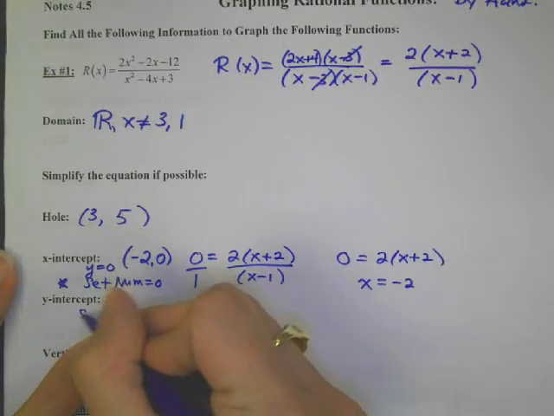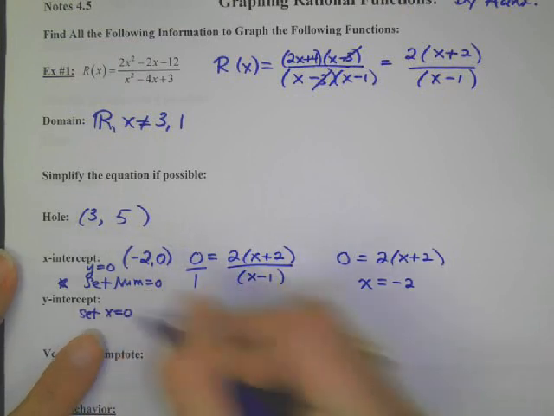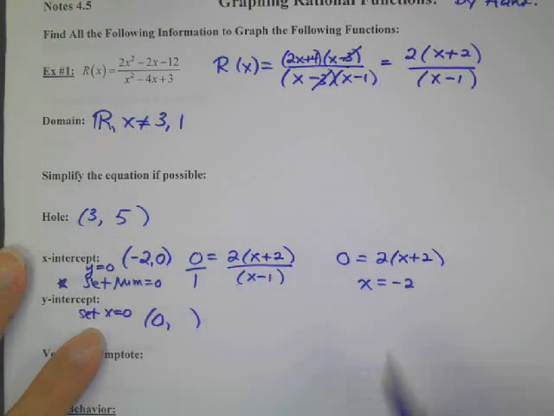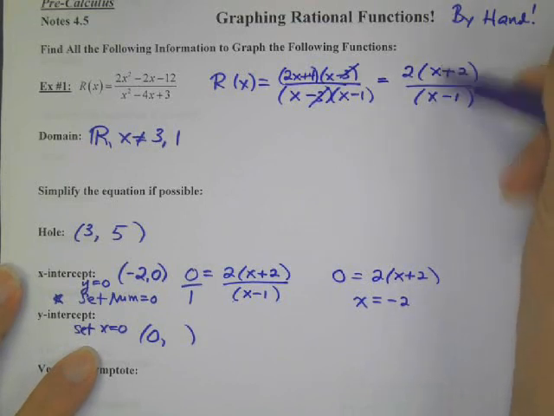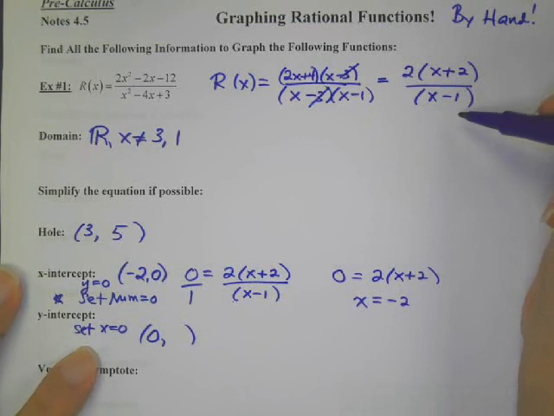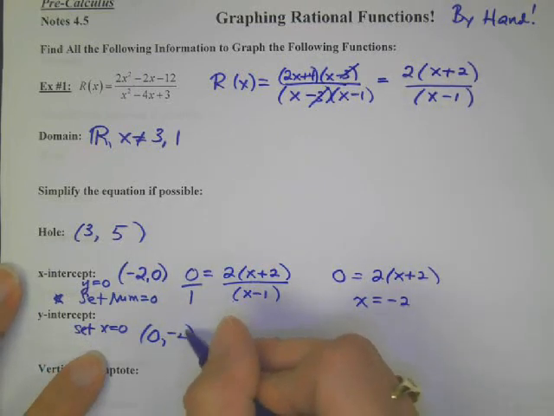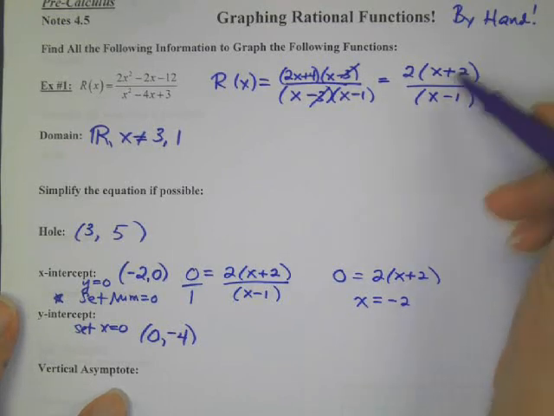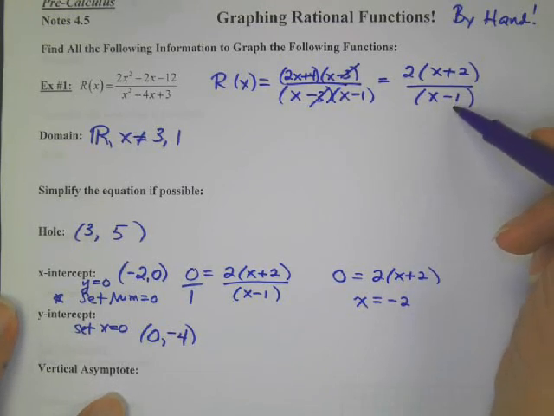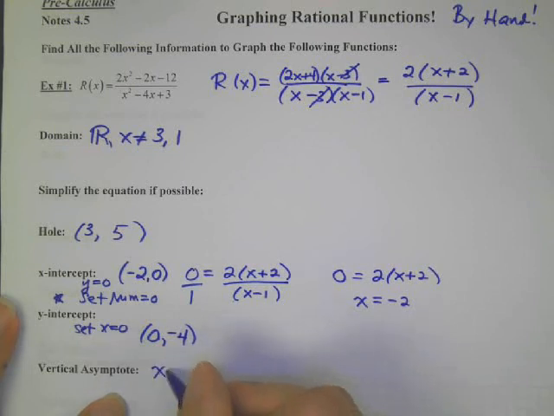Y-intercept, there you set x equal to 0. So that's going to be 0 comma, let's see, if we look at the new simplified form, you put 0 into the x spots. 2 times 2 divided by -1, that's going to be -4. Are there any vertical asymptotes? You look at the simplified form, and yes, there's still a factor down there, so x equals 1.